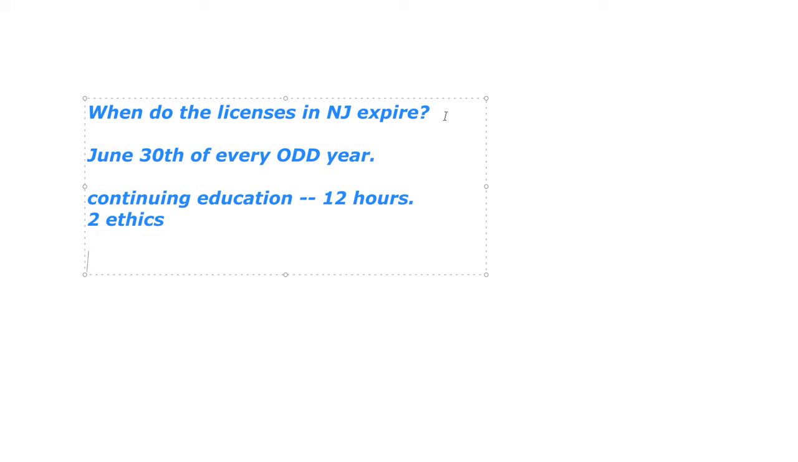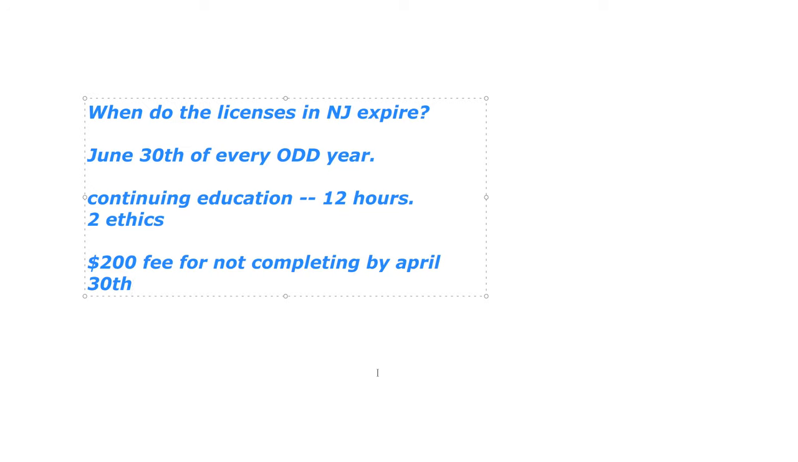So guess what? Tiffany said by April 30th. You actually don't need to have it by April 30th. If it's later than April 30th, they just charge you a $200 penalty for not completing by April 30th. So, we're recording this in 2020. Next year, 2021, will be a renewal year, and every license will expire on June 30th of that year.